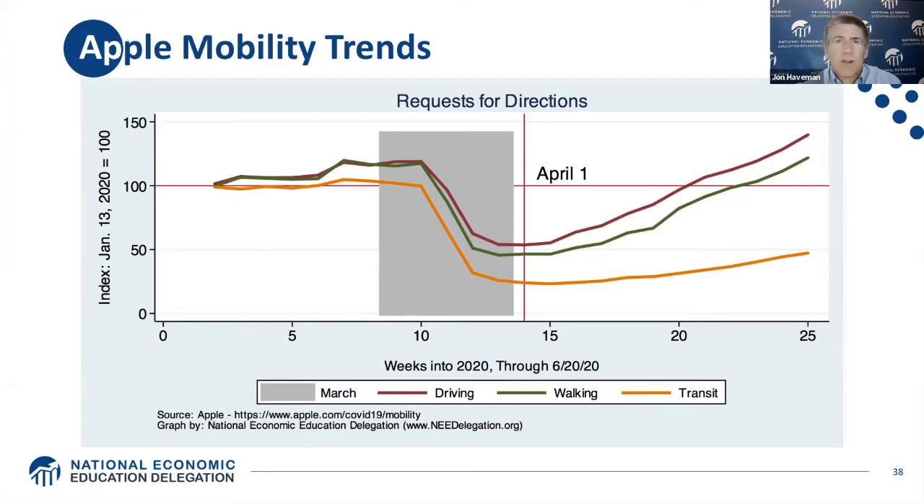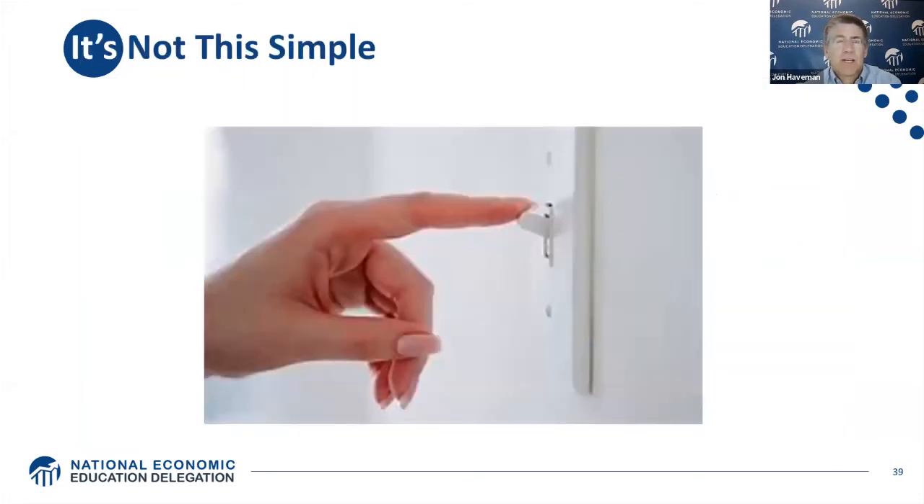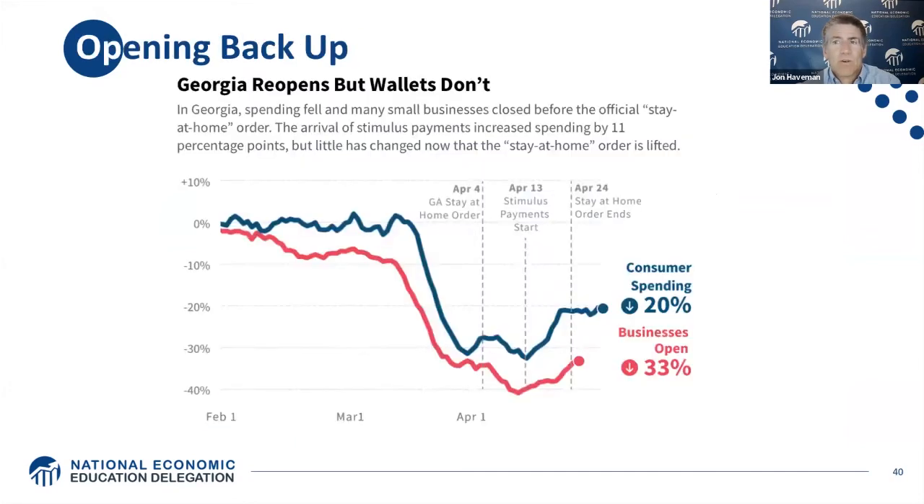Part of the reason I worry about coming out too fast is because it's not as simple as flipping a switch off and then back on, right? We're gonna flip it back on, but it's gonna happen very slowly, as folks in Georgia are learning, right? On April 24, they ended the stay at home order, right? But consumer spending did not increase. It stayed pretty steady. And that's because people were pretty leery about going back out. People are being cautious, right? And so a lot of firms are gonna try to open up. They're not gonna find the consumption. It's gonna be very expensive for them.